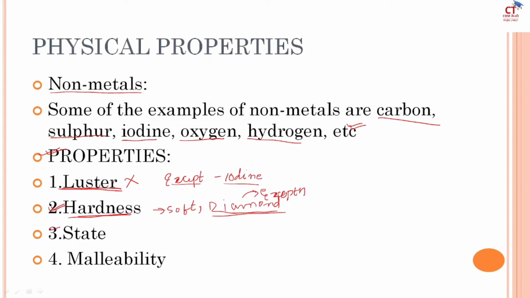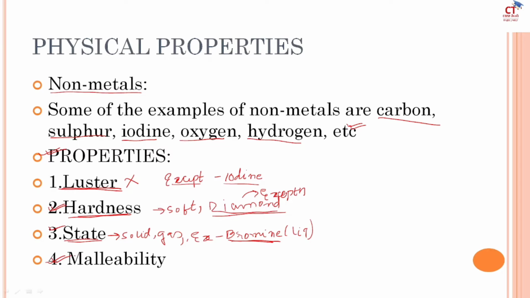State. What are the states of non-metals? Non-metals are basically solid or gas. Okay. However, again there is an exception, that is bromine, that is liquid. In metals we have seen exception, that is mercury, and in non-metals it is bromine.